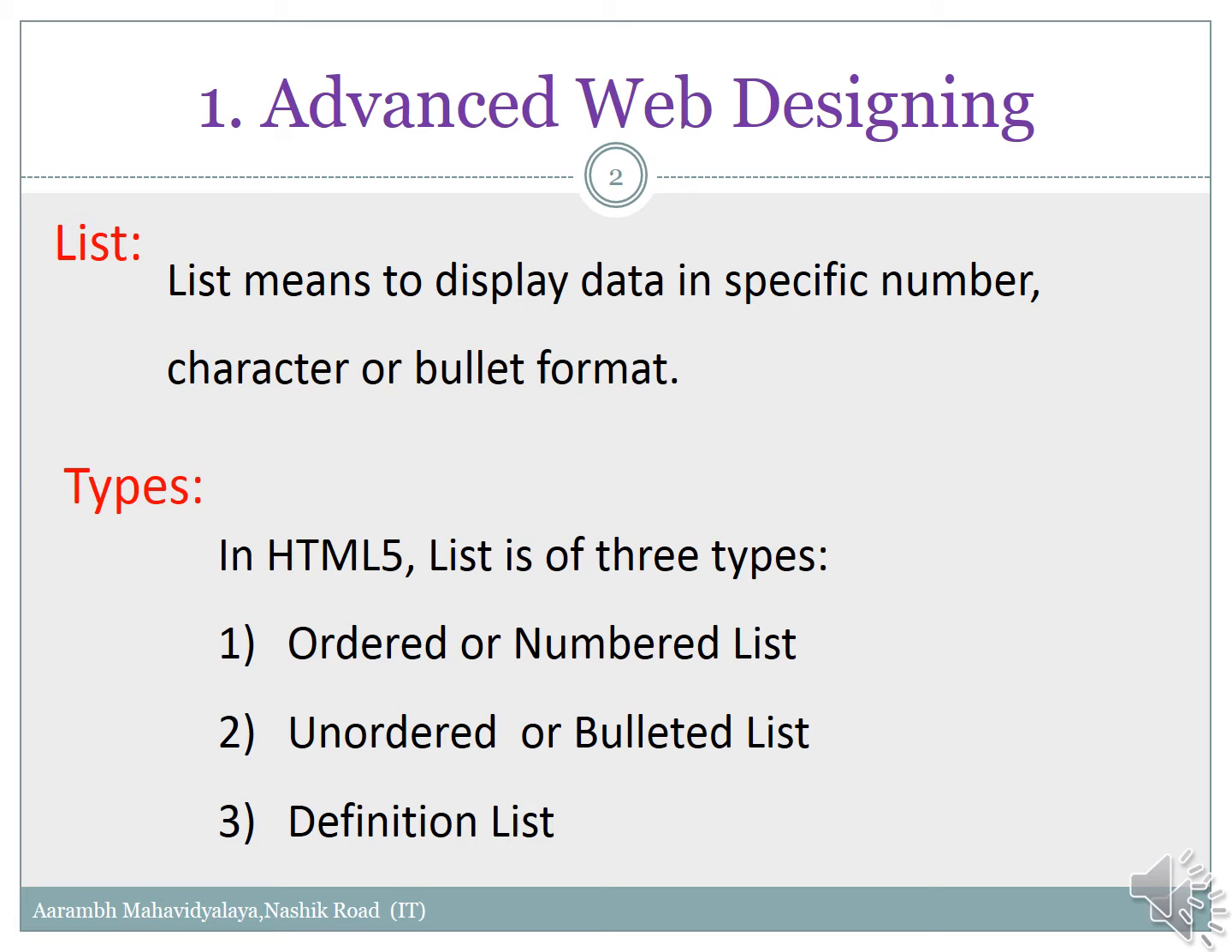A list is nothing but data displayed in a specific number, character or bullet format. While writing anything, mostly single line data, we generally prefer a list. In HTML5, a list is of three types. The first type is the ordered or numbered list, the second type is the unordered or bulleted list, and the third type is the definition list.